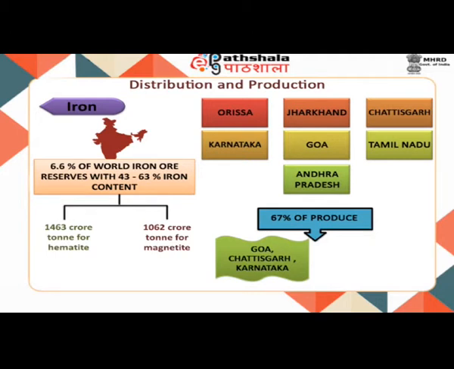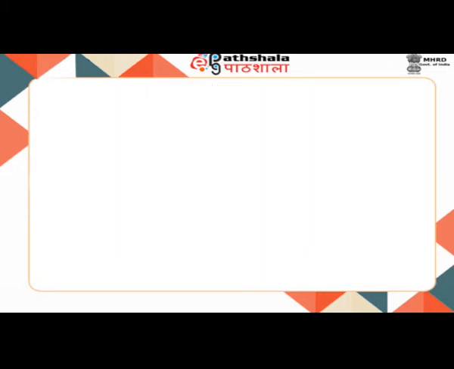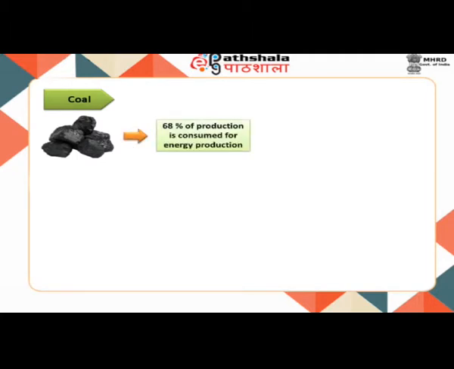Some of the newly explored mines include Kirubiru and Bailadilla mines. India exported iron ore worth 28,300 crores in the year 2009-2010. Coal, the foremost source of energy, its 68% of production is consumed for energy production.